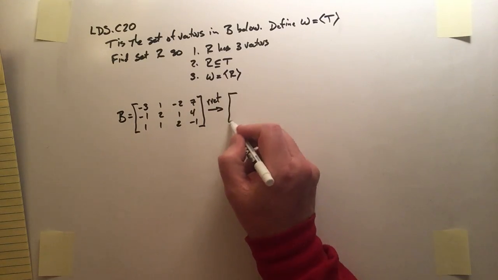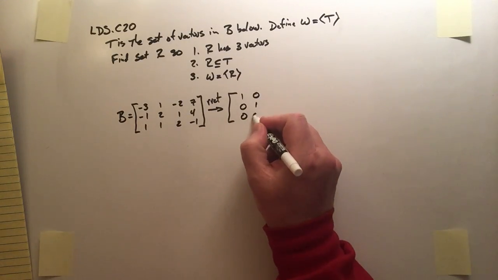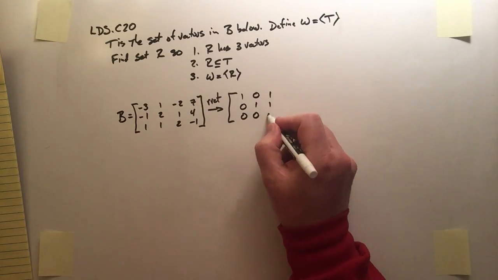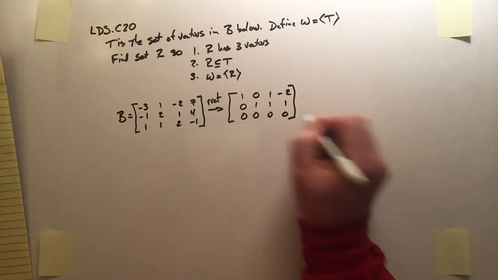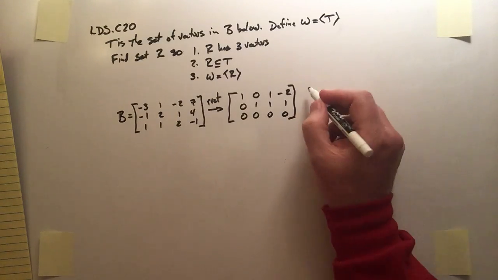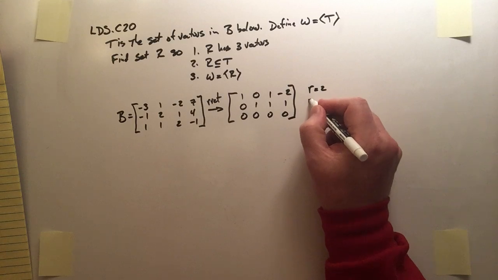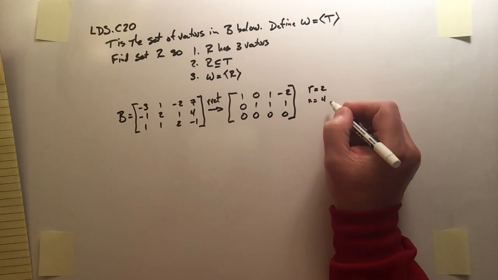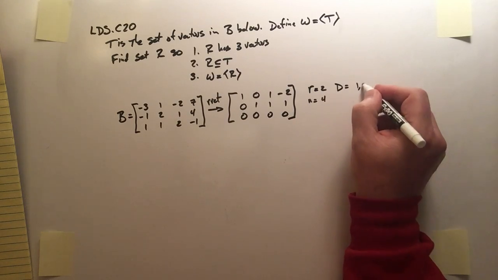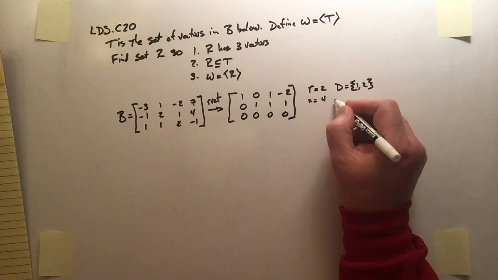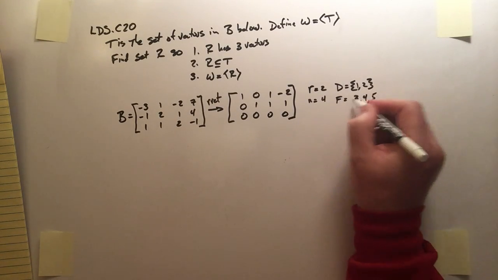And when we do that, what we end up with is 1, 0, 0, 0, 1, 0, 1, 1, 0, and negative 2, 1, 0. So two of the vectors we're going to use, because the stats of this RREF are that r equals 2, but n equals 4. And that basically means that the dependent variables are 1 and 2. And the free ones would be 3, 4, and 5 if it represented a system.